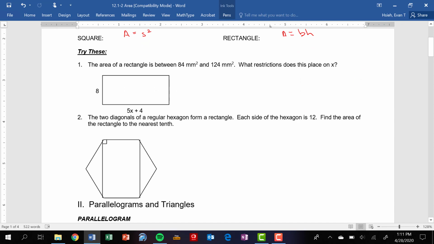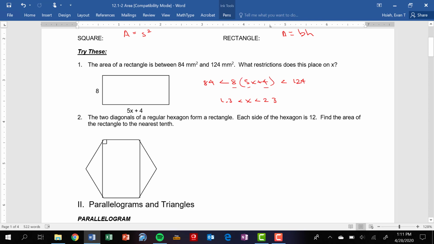The area of a rectangle is between 84 and 124 in this problem here, problem number 1. And so I know that it's length times width, or 8 times 5x plus 4. It's got to be between 84 and 124. And then I would just solve that inequality there. Basically, you would divide everything by 8, and then subtract 4, and then divide everything by 5. You're going to end up with an x value that's between 1.3 and 2.3.